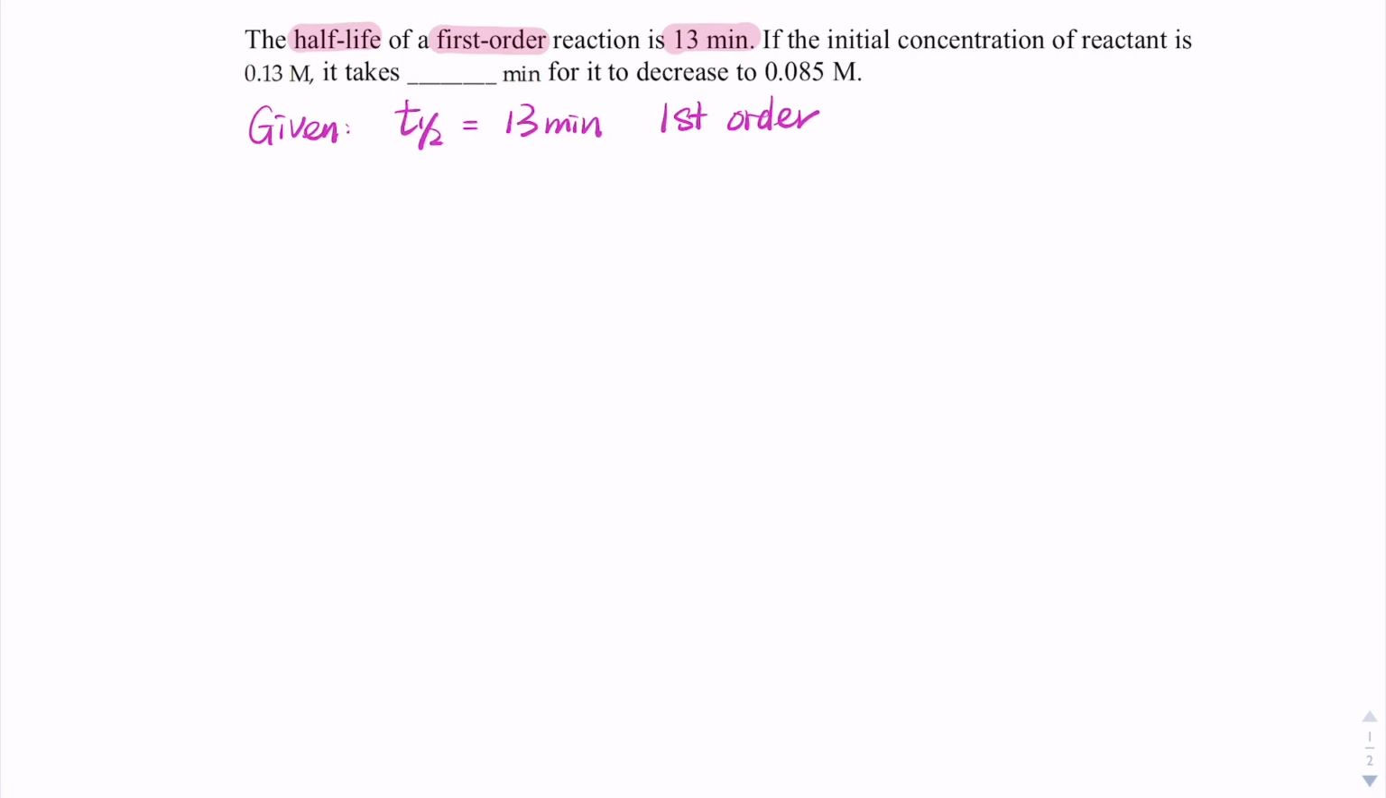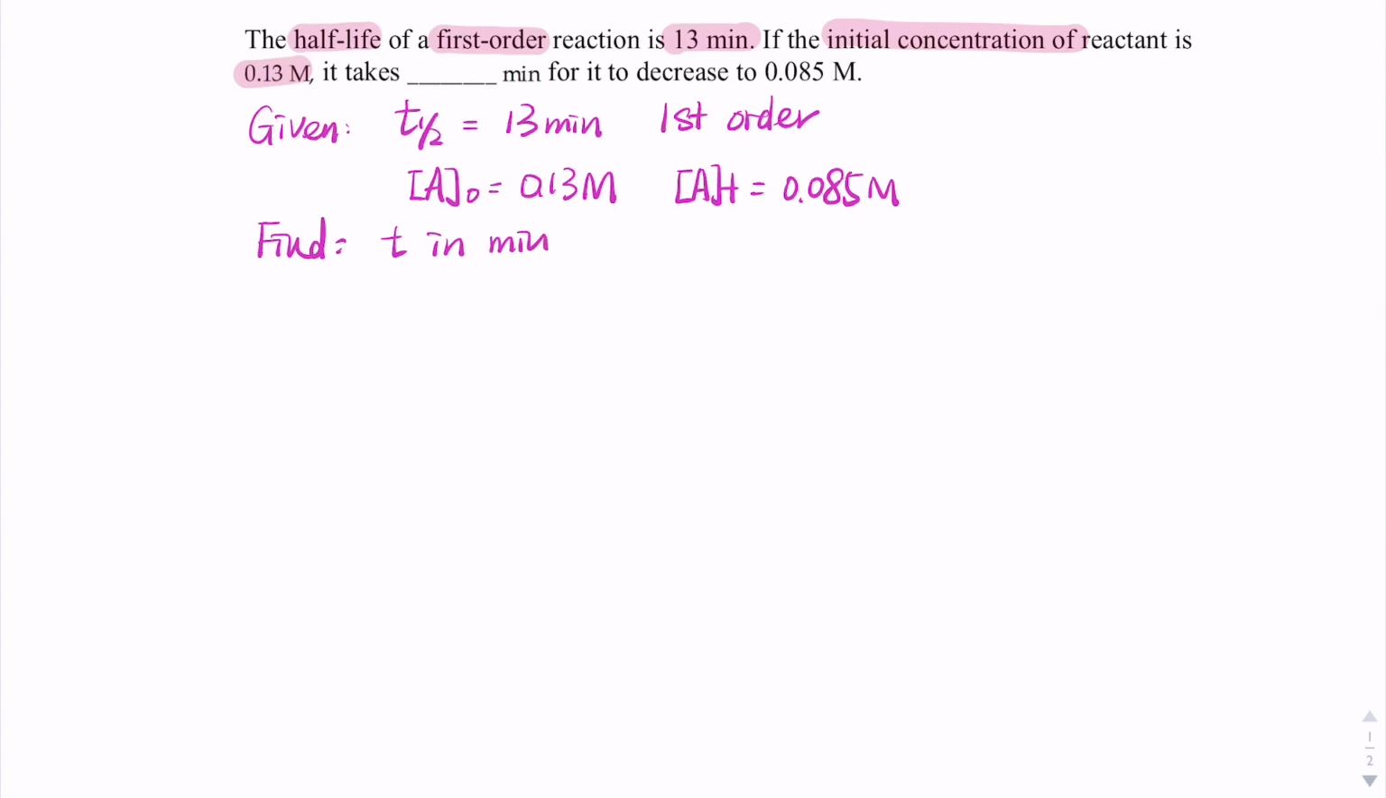And then the initial concentration of this reactant is 0.13 molarity, and it asks you how long it takes for the concentration to go down to 0.085. That means at that moment the concentration of this reactant is going to be 0.085, and how long is it going to take for this reaction to decrease the concentration to that value. Okay, so we're looking for time in minutes.